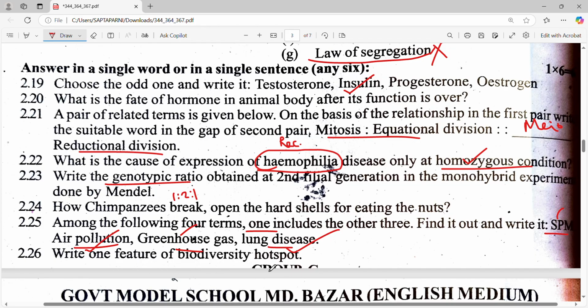Write one feature of biodiversity hotspot. See, biodiversity hotspot contains several endemic species, and it has rich biodiversity. Okay, so anyone can answer.